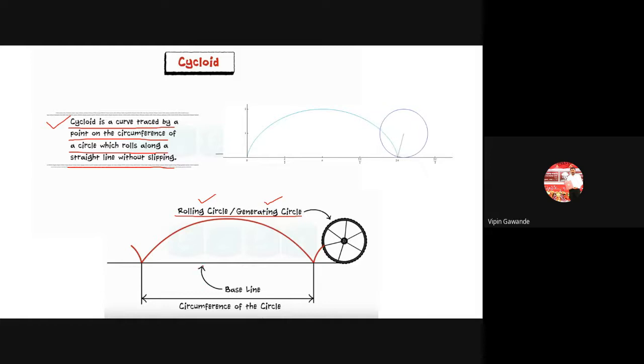Another question will be: in one revolution of the circle, how much distance is covered by the circle? That distance is equal to the circumference of the circle. In one revolution, the distance covered by the circle is equal to pi d. So that you have to remember.